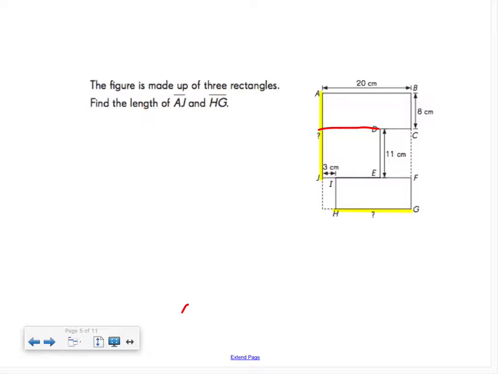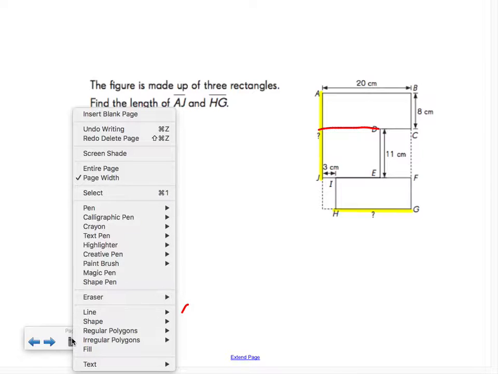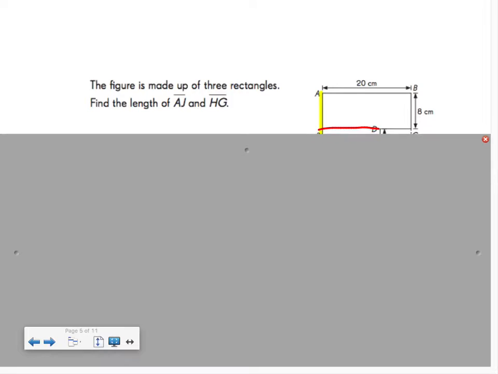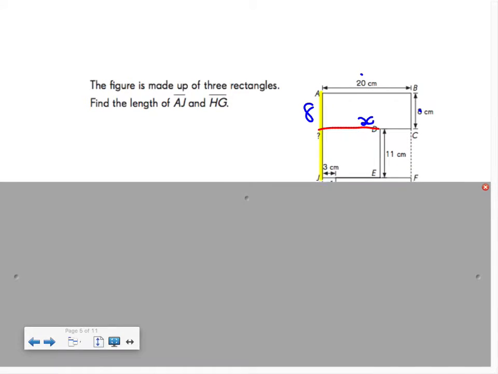So, HG. Let's see. I'm going to start, and I'm going to use my shade. Look at this. The smartboard is coming in handy. Here's my shade. Okay, let me pull it down. And I'm going to do this one first up here. If this side is 8, then I know this side is 8. And if this top part is 20, then I know this whole bottom line is 20. Okay, I'm going to move it down.